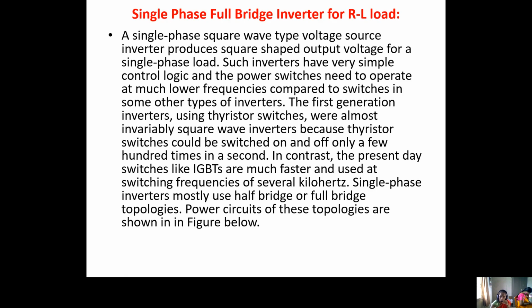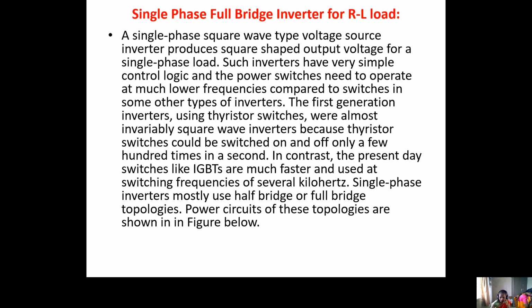Next, single phase full bridge inverter with RL load. A single phase square wave type voltage source inverter produces a square shaped output voltage for a single phase load. Such an inverter has very simple control logic and the power switches need to operate at much lower frequencies compared to other types of inverters. The first generation of inverters using thyristor switches were almost invariably square wave inverters because thyristor switches could be switched on and off only a few hundred times in a second. So here the output will be obtained in square wave.